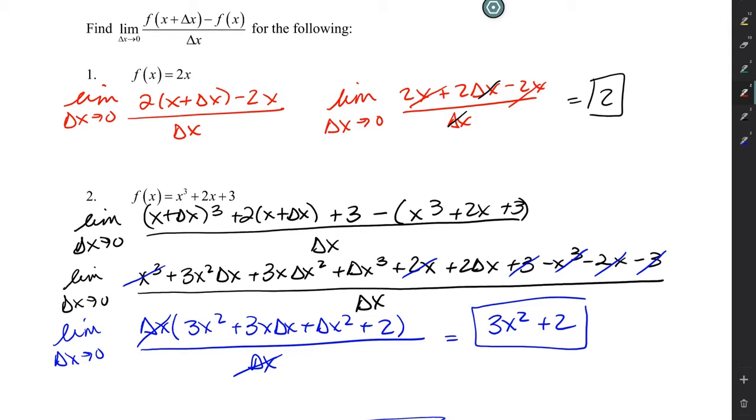After I cancel those, I factored out a delta x and canceled it, so I was left with 3x squared plus 3x delta x plus delta x squared plus 2. Substituting 0 for delta x, my final answer is 3x squared plus 2, so that would be the slope equation.